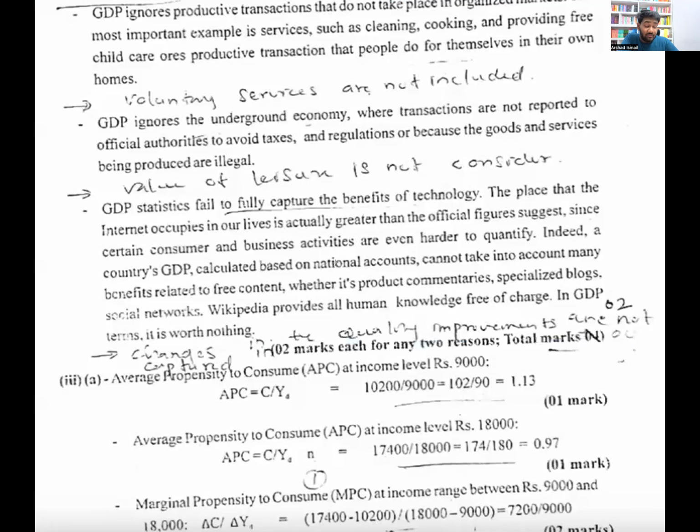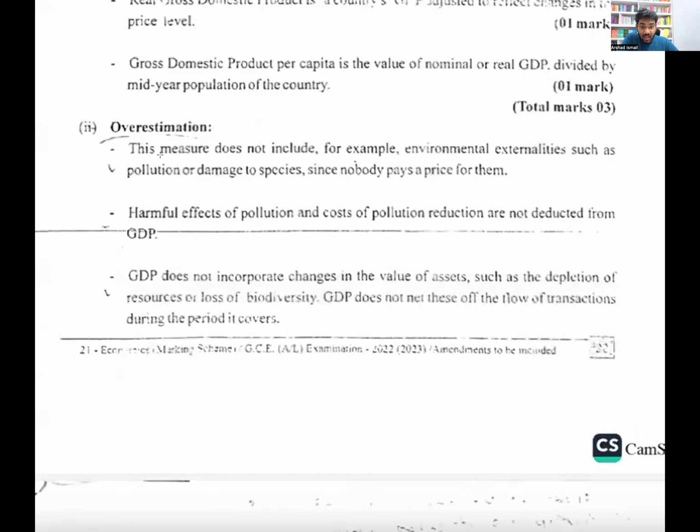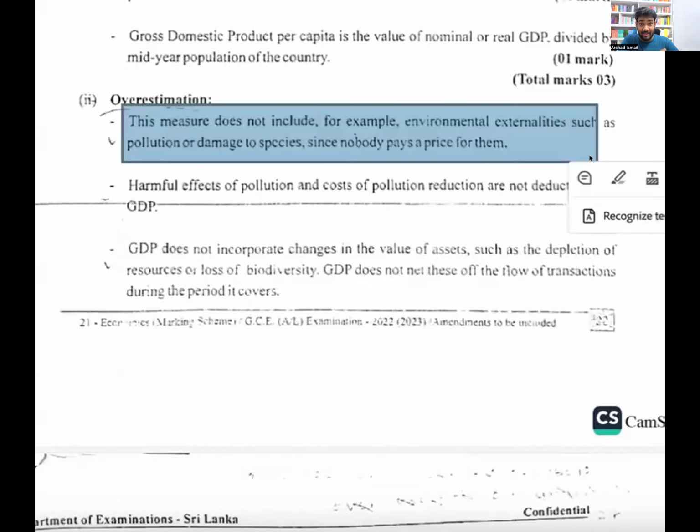No, I think you have to write for both sides here, right? So just jot a few points down. How can it be an overestimate? See, one thing is it doesn't take into account all the damage that you do to the environment. Ideally those things have to be reduced from the GDP impact. But you show a big GDP.